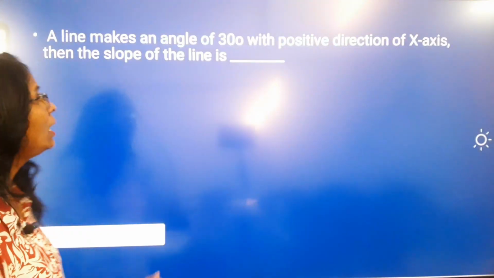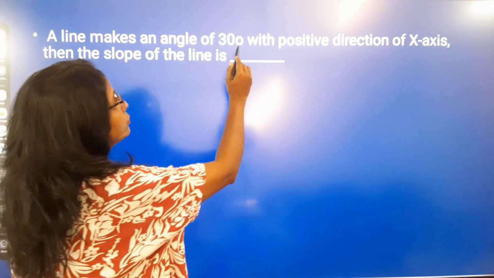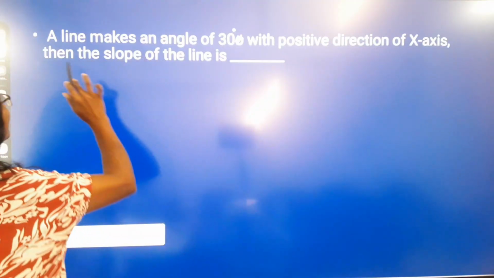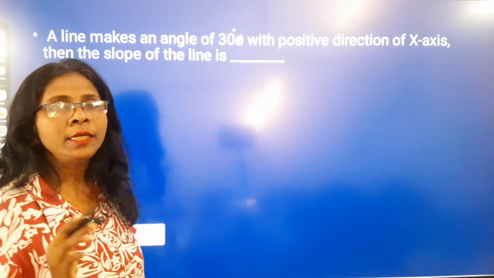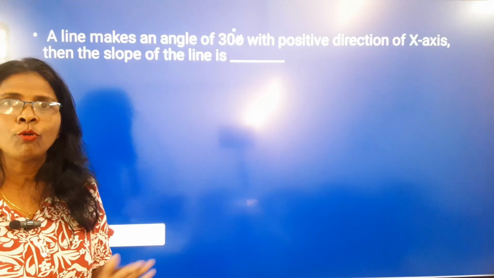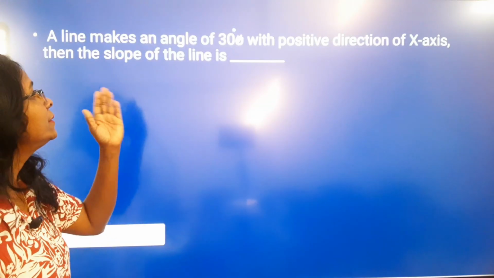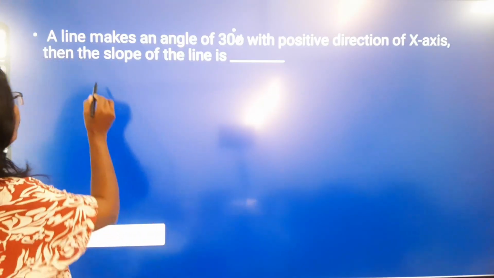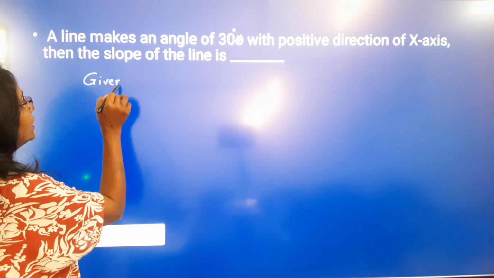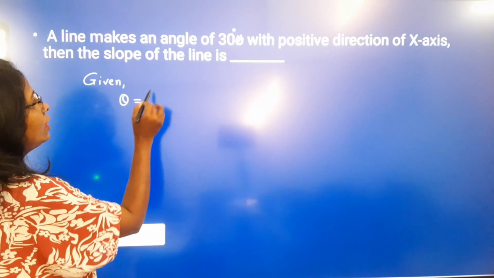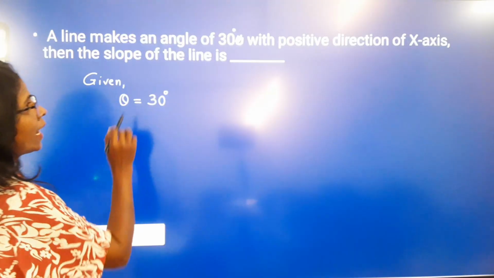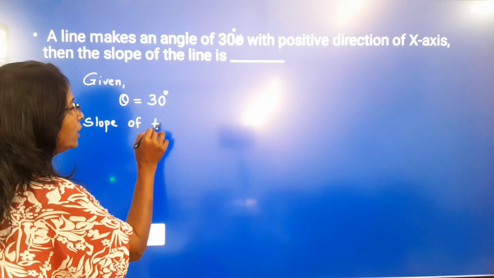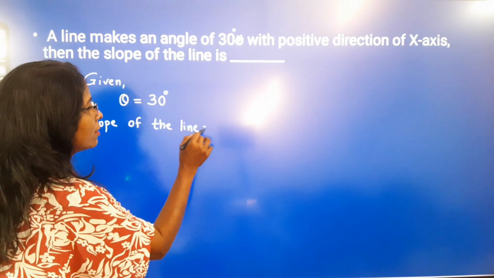Okay. So an example, a line makes an angle of 30 degree here students, 30 degree with positive direction of x-axis. Then the slope of the line is. Now here students, we have to find out the slope of line. Okay. And but here the angle is given. So here first we write the given, that is theta is equal to 30 degree, and we write that slope of the line is equal to question mark.